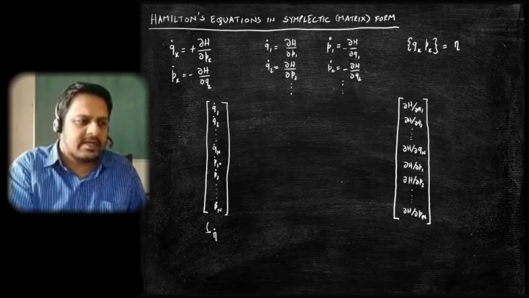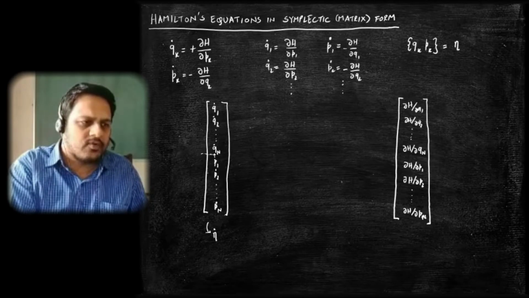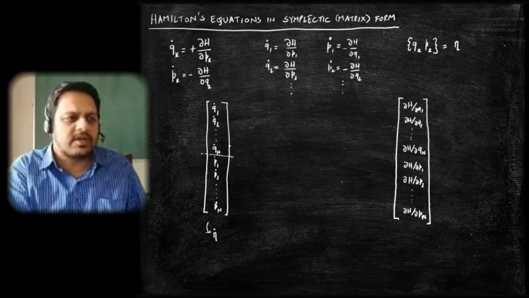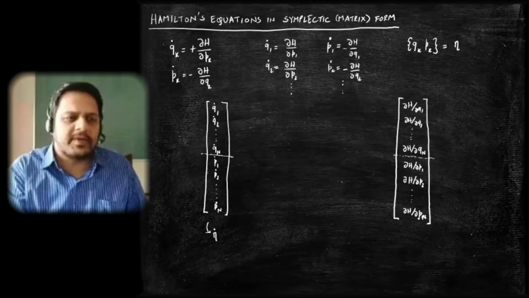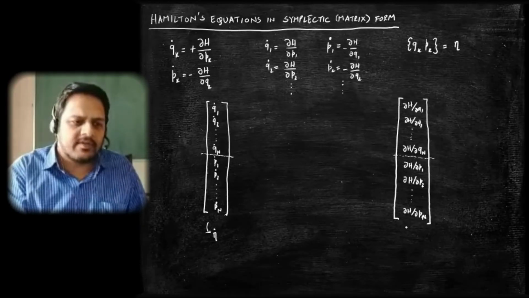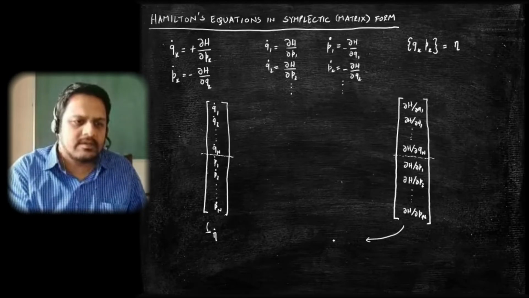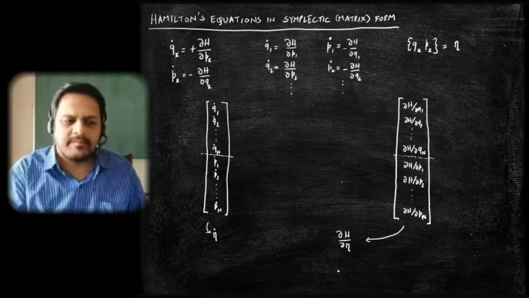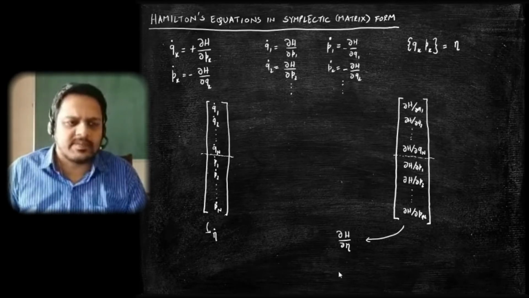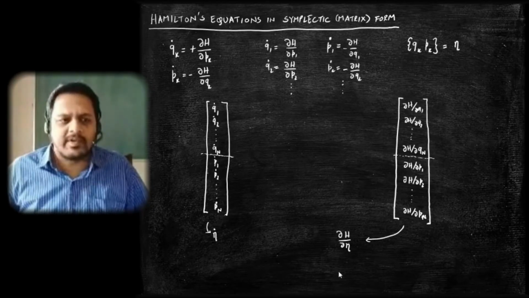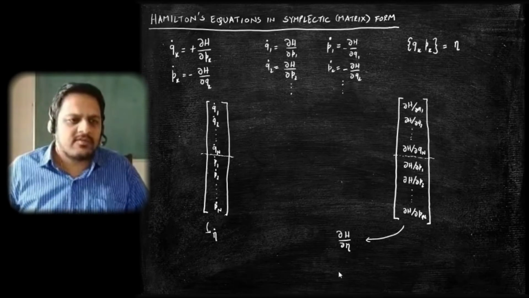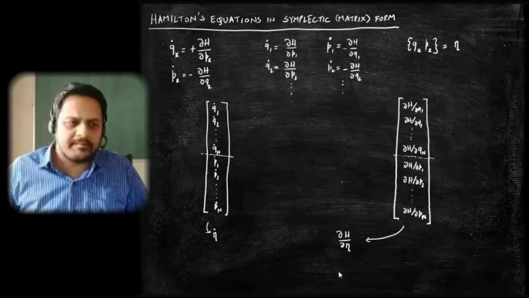You can say that actually this column is split into two halves. The upper half contains the coordinates and the lower half contains the momenta. Here also the upper half contains derivatives with respect to the coordinates, and the lower half contains derivatives with respect to the momenta. If required, I can write this as ∂H/∂eta, where eta goes from 1 to 2n. Eta 1 to eta n are the coordinates and eta n plus 1 to eta 2n are the momenta. So I can write it collectively in this manner.